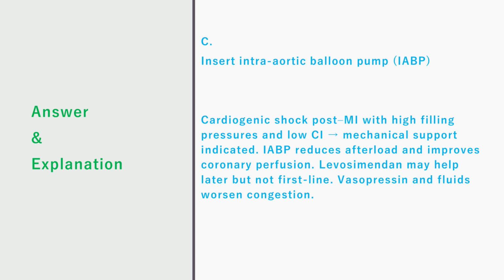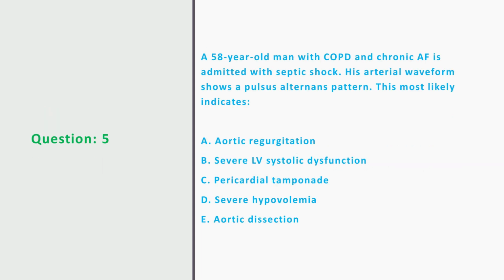Explanation. Cardiogenic shock post-MI with high filling pressures and low cardiac index requires mechanical support. IABP reduces afterload and improves coronary perfusion. Levosimendan may help later but is not first line. Vasopressin and fluids worsen congestion.